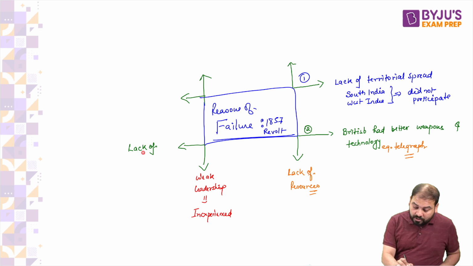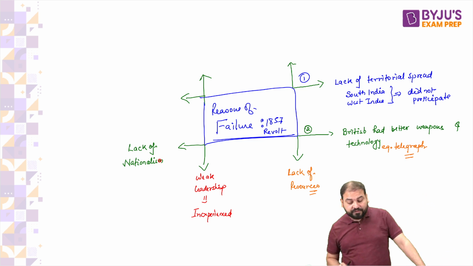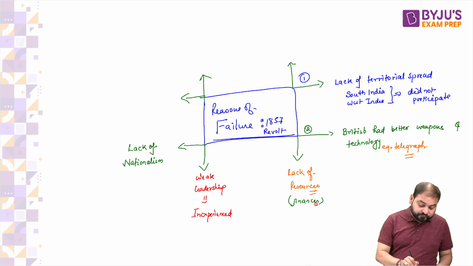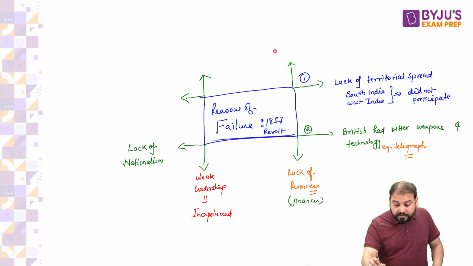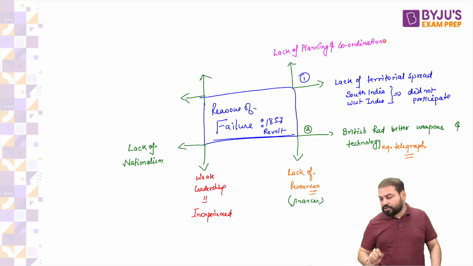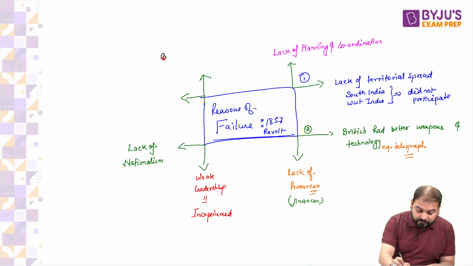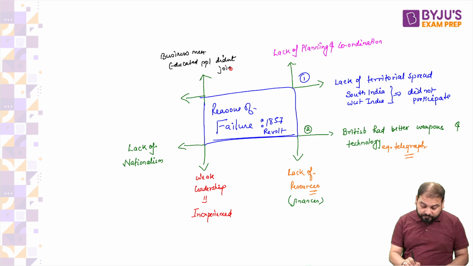Absolutely, nobody was fighting for the country. The lack of nationalism was clearly visible. Payal, resources means finances only. Correct. Lack of planning and coordination. Absolutely correct. Yes, you are also correct that certain groups did not join, like businessmen and educated people. Of course, lack of unity is a factor.